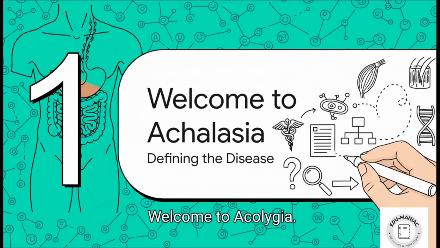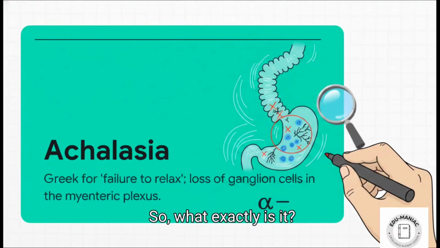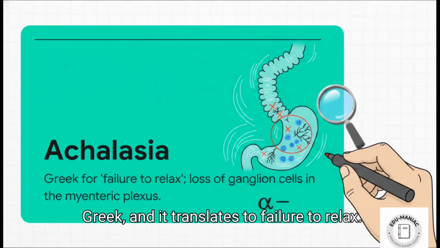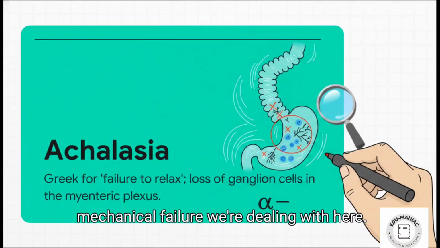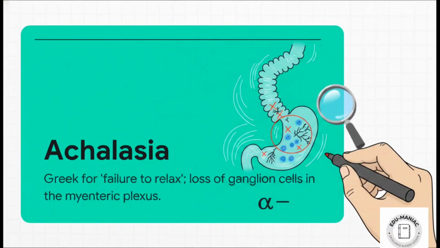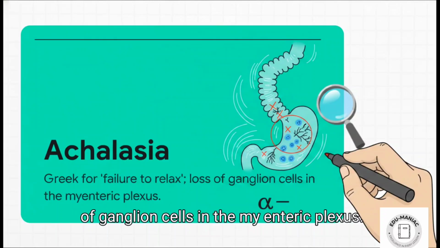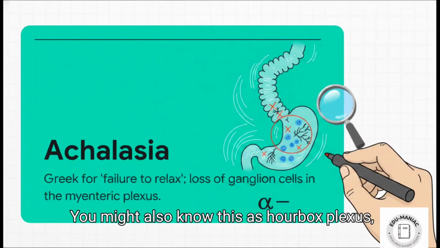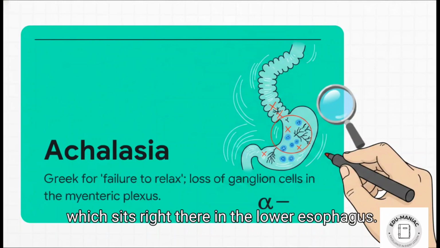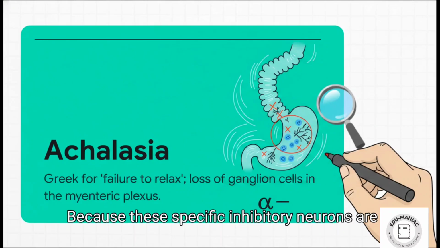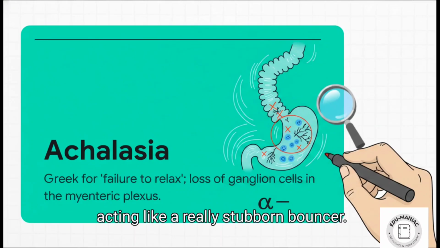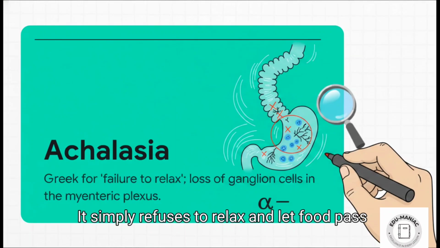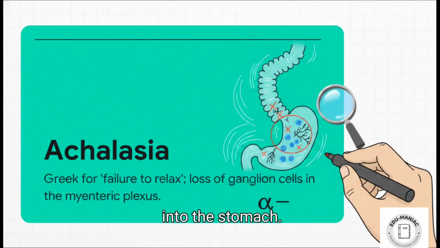Welcome to achalasia. So, what exactly is it? Well, the term achalasia actually comes from Greek, and it translates to failure to relax. And honestly, that perfectly describes the mechanical failure we're dealing with here. It's an uncommon motility disorder that's fundamentally caused by the selective loss of ganglion cells in the myenteric plexus. You might also know this as Auerbach's plexus, which sits right there in the lower esophagus. Because these specific inhibitory neurons are lost, the lower esophageal sphincter starts acting like a really stubborn bouncer. It simply refuses to relax and let food pass into the stomach.